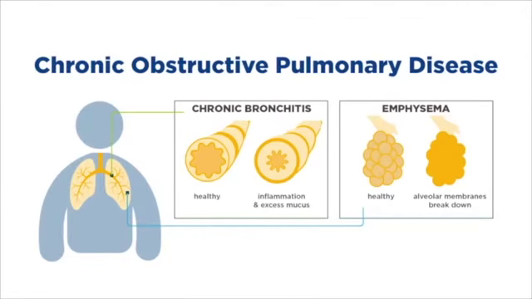COPD is sometimes also called emphysema or chronic bronchitis. Both of these obstruct the lungs, but they do it differently. In emphysema, the walls between the air sacs are destroyed, and the air sacs lose their shape. This means the lungs don't work like they should. In chronic bronchitis, the airway lining becomes swollen and inflamed, and a lot of mucus is produced. Most people have a combination of both emphysema and chronic bronchitis.